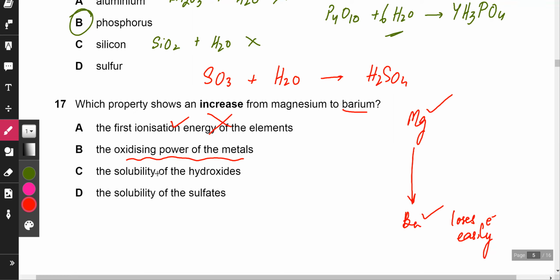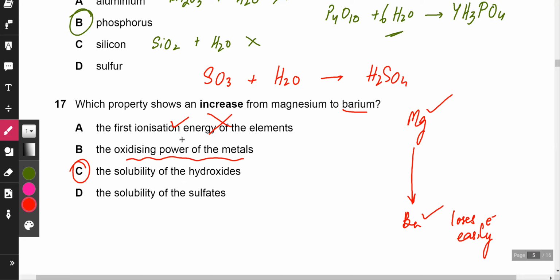What about the solubility of the hydroxides? Do you know the solubility table? Yes, magnesium hydroxide is less soluble, and solubility increases down the group. So C is the answer, right? And the solubility of the sulfates actually decreases. Magnesium sulfate is soluble, whereas barium sulfate is not soluble. So C is definitely the answer.